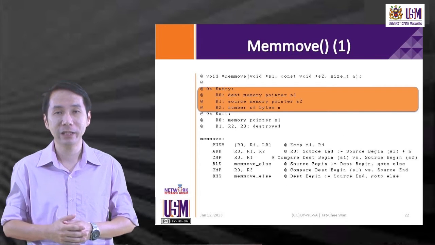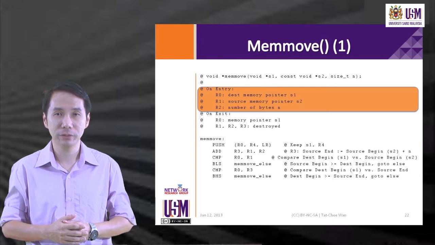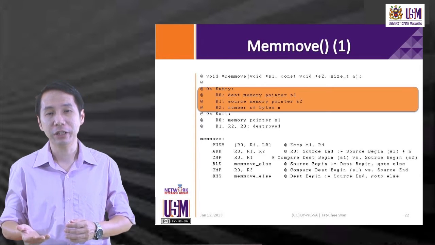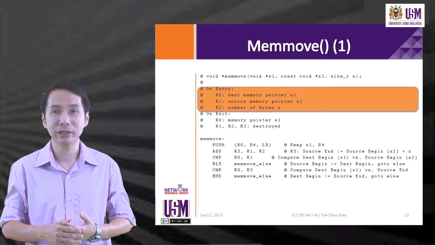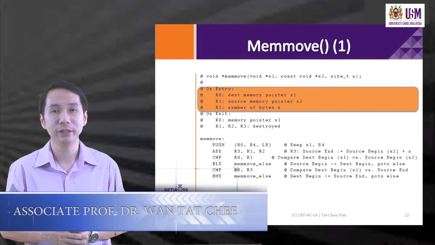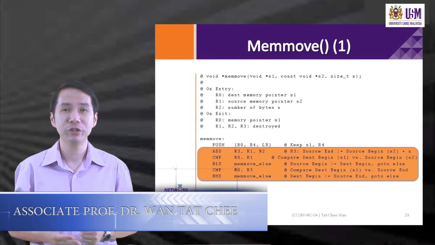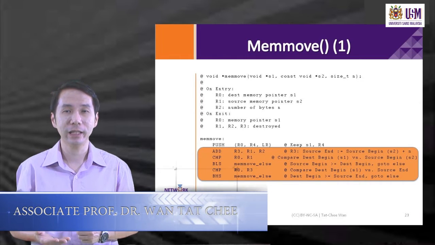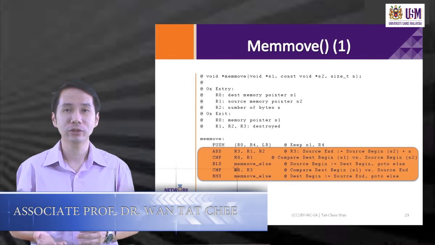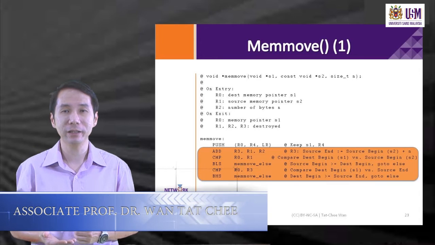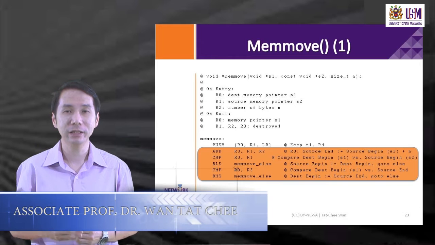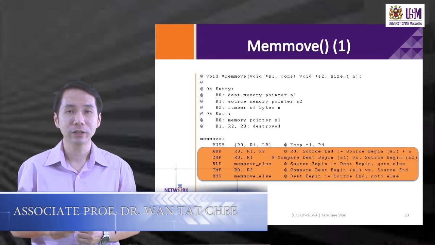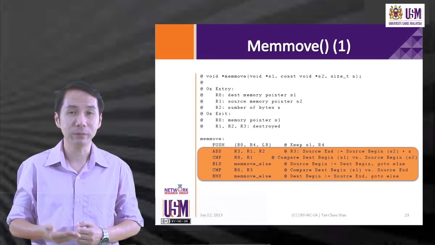So we look at the assembly language version of this memmove routine. On entry, we have R0 containing the destination memory address, R1 containing the source memory address, and R2 containing the number of bytes to copy. First, on entry to the routine, we will calculate the source end address and also compare the destination begin address against the limits for the source begin and source end to determine whether we need to do copying from beginning to end or end to beginning.